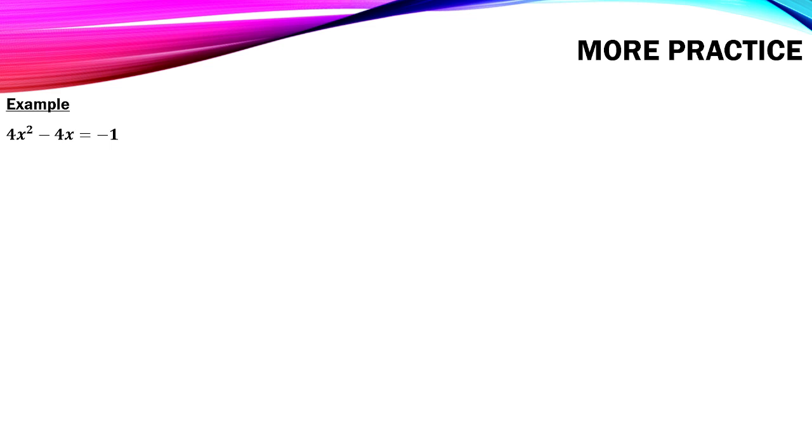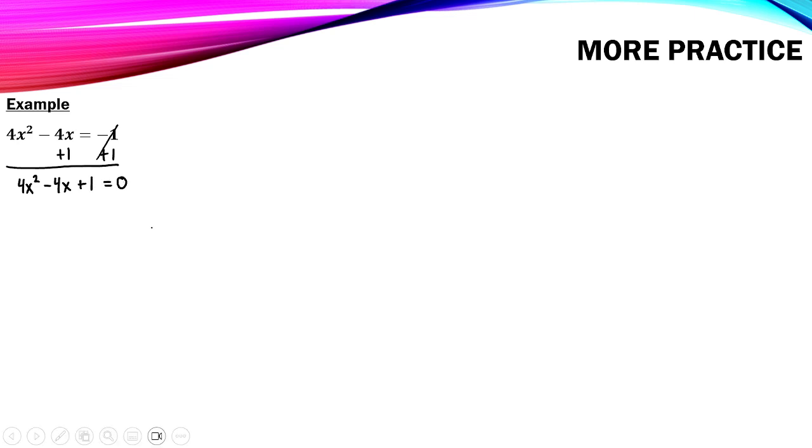Let's try this one. Let's say we had 4x squared minus 4x is equal to -1. First thing I want to do, make sure it's in standard form. Notice that it is not in standard form because I have to make sure it's equal to 0. So first thing I want to do, let's take this -1 and move it to the other side, and we can do that by adding 1 to both sides. Once I do that, these will cancel, and I get the 0 on the right side. Now let's write it in standard form on the left. So we have 4x squared minus 4x plus 1 is equal to 0.